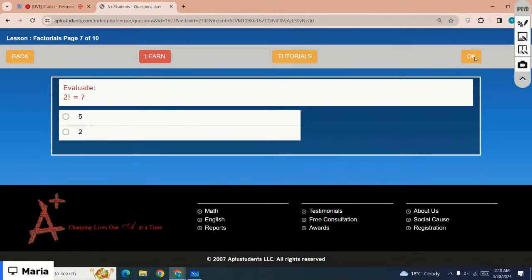The next one is 2 factorial. So which is the correct option? Yes, 2 factorial is 2. The correct option is 2.